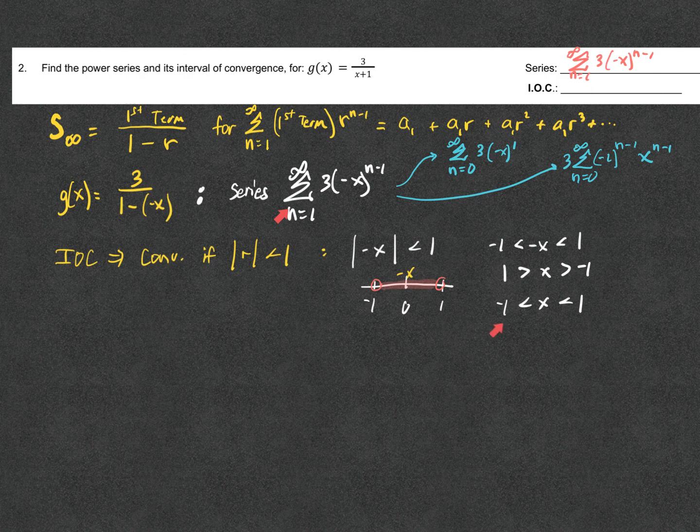Do we need to check the endpoints? No, we do not. It's a geometric series which only converges under this condition. It does not include the endpoints. Geometric series' interval of convergence never include the endpoints. So we are done with this problem the easy way. If you did it this way, you might be wondering, how did some other people do this problem?